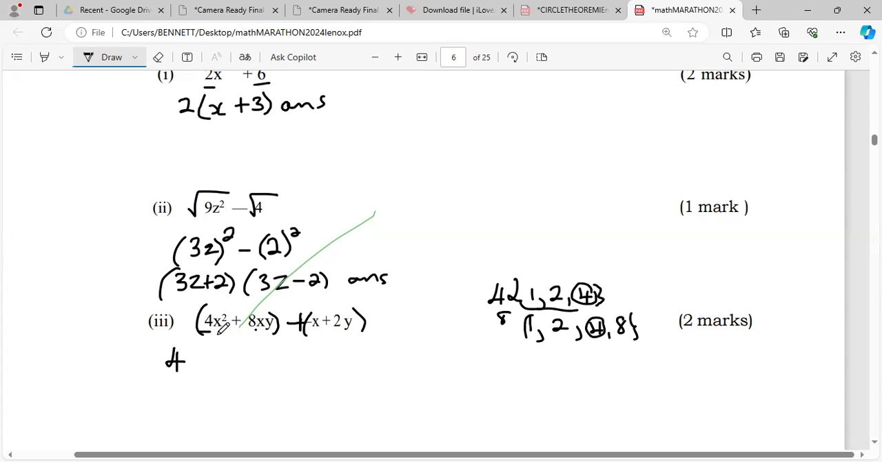And of course, x is common to this, x is common to this. So we take out the x in this case. And then now we divide by 4x. So it will be 4x squared, which is the same as 4 times x times x, divided by 4x. So x would cancel one of the x's and 4 would cancel 4. So we have x left.